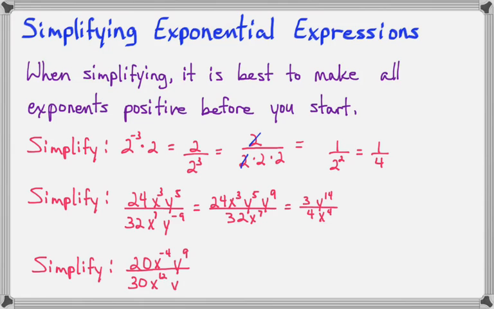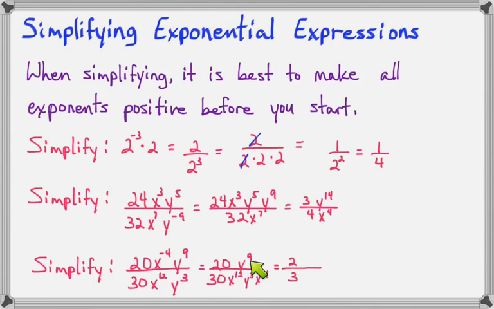And here is one more. So again, I've got a negative exponent, and before I start simplifying anything, I will make that exponent positive by moving it to the denominator. So here's the same problem with x to the fourth positive in the denominator. Now we can simplify 20 over 30. Both can be divided by 10. So we get 2/3.